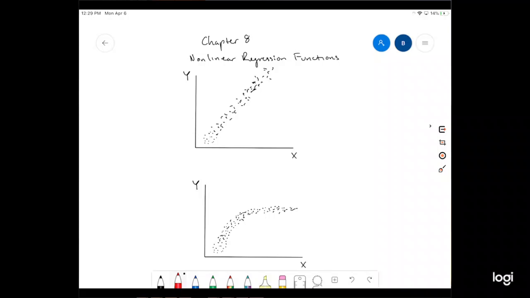This is the introduction to Chapter 8 in the book, in Lecture Notes 8. I believe it's Chapter 8 in my version of the book. This is nonlinear regression functions.